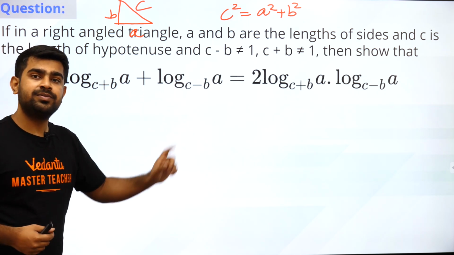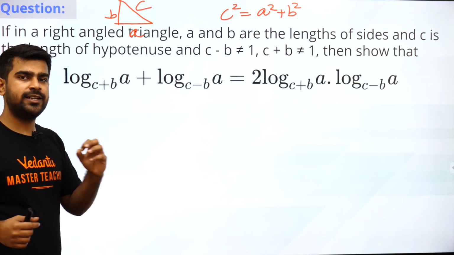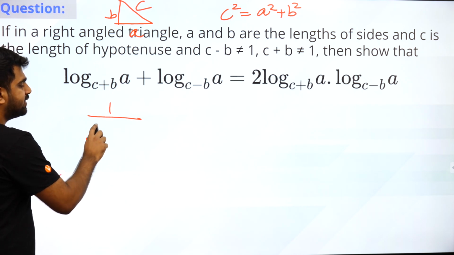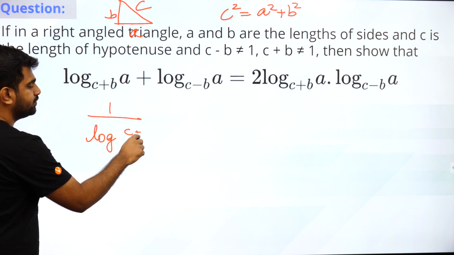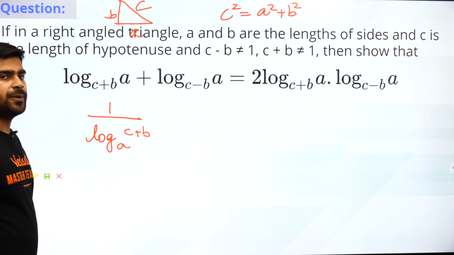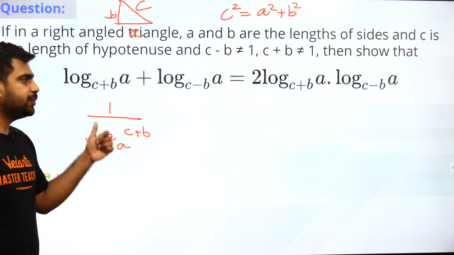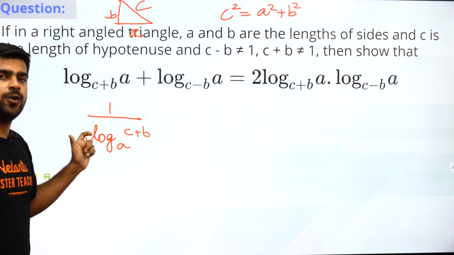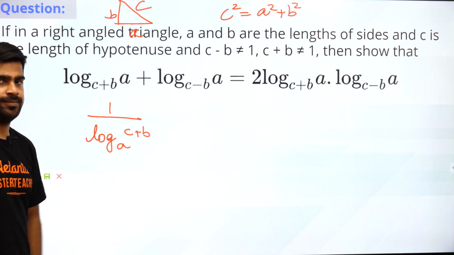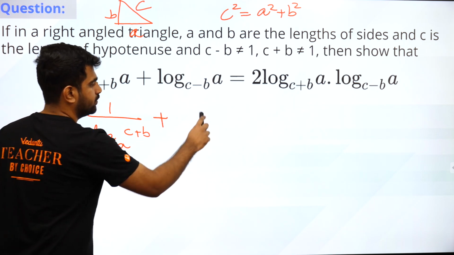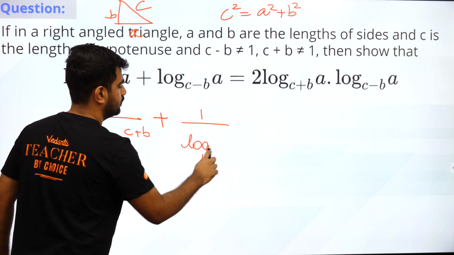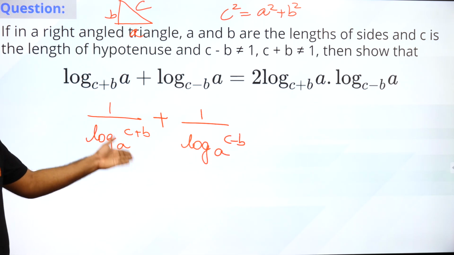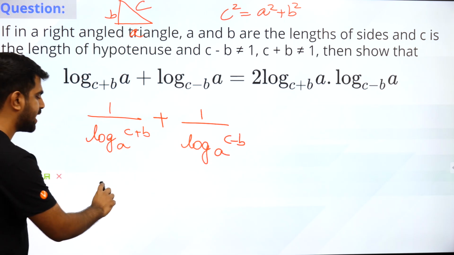I want to make them same base. So for that I have a very good method. Please look at it. What will I do? I will reciprocate it using property number 4. Because log A to the base C plus B is equal to 1 by log C plus B base A. Similarly, I'll do here. Okay. So now let's take LCM, cross multiply and add it.